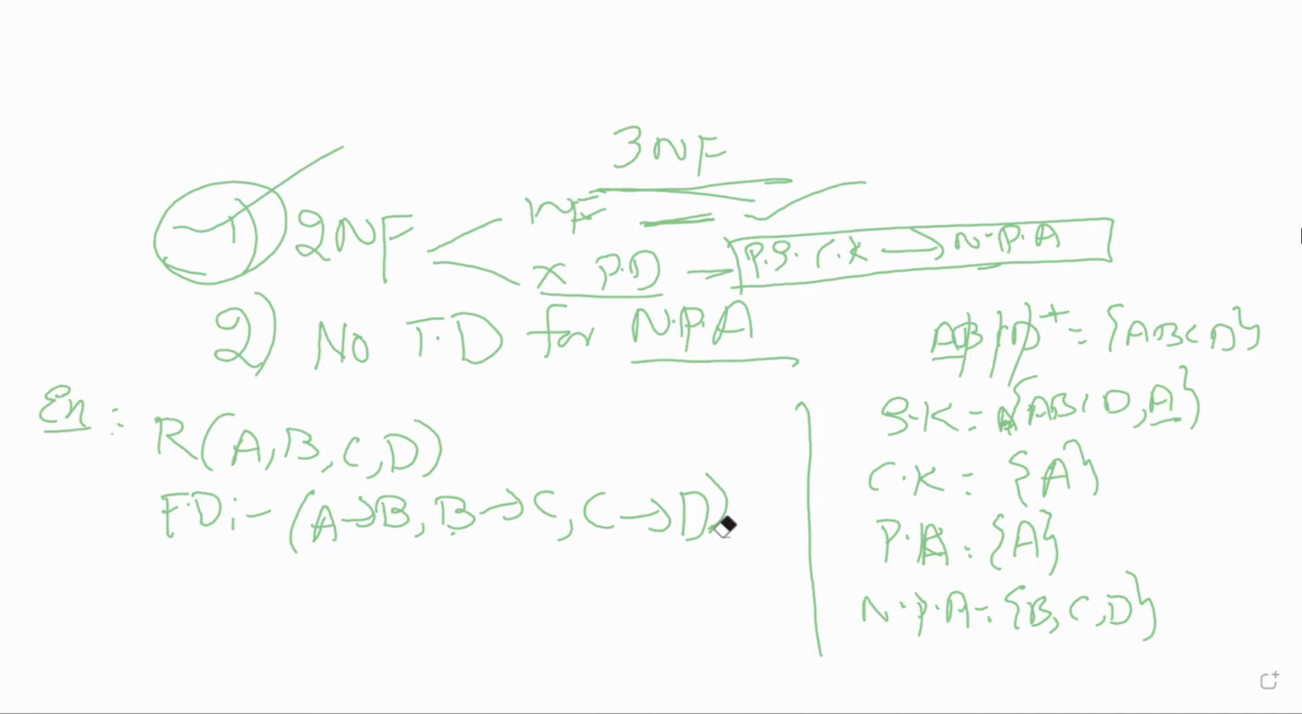So now, next, no transitive dependency for non-prime attributes. What is no transitive dependency for non-prime attributes? If any non-prime attribute determines again a non-prime attribute. If the prime attribute determines something, then there is a meaning. If the non-prime attribute determines something, then there is no use, so that is what we are going to ignore. Now tell me, students, is there any transitive dependency for non-prime attributes?